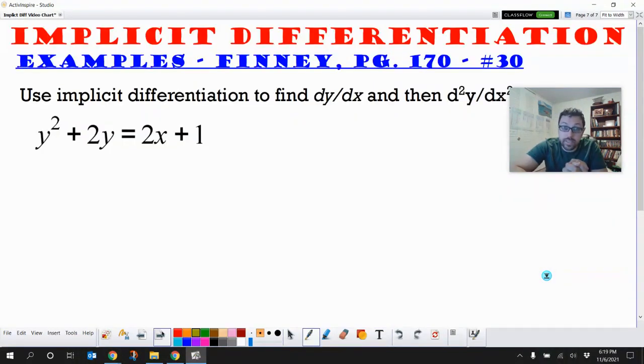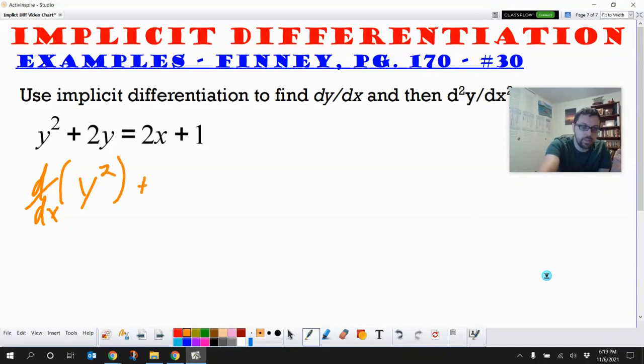All right, let's try this example. Here we got to find dy/dx, and we're going to find the second derivative, d squared y over dx squared. So once again, I'm going to go through my terms, and one by one, I want to find the derivative of each one, d/dx of y squared plus d/dx. Oh, I didn't change colors. Oh, well.